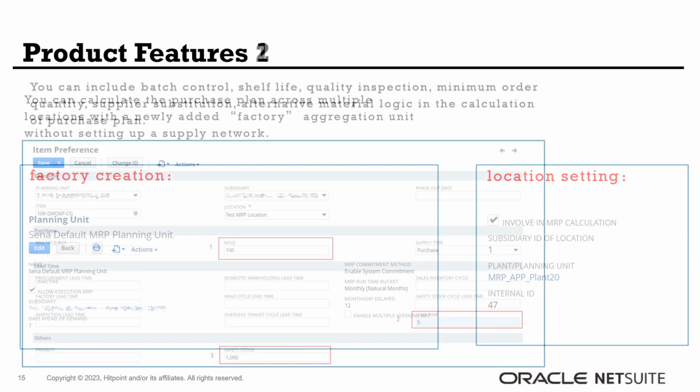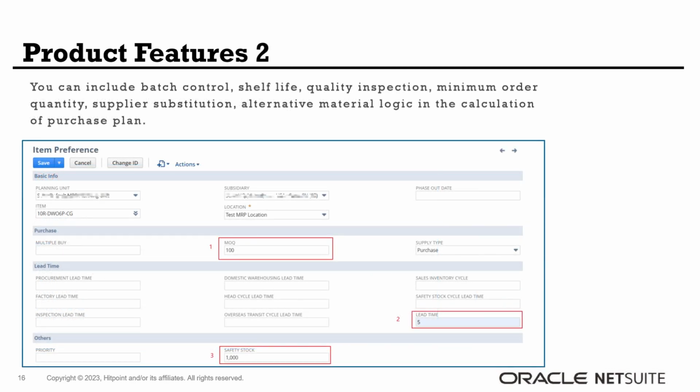Advantage 2, we have added lot control, expiration date, quality control, minimum order quantity, supplier substitution, and substitute material logic to the procurement planning calculations. This is not available in many of NetSuite's MRP solutions.